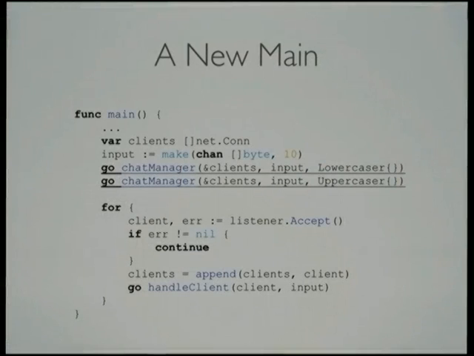Chat manager just takes a frotzer. It doesn't know that it's getting a lowercaser or an uppercaser. It says, I take the interface frotzer. And the compiler determines, because it's all statically typed, that uppercaser satisfies frotzer, so it's a valid object to be passed into the function.